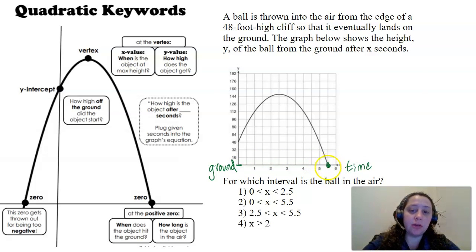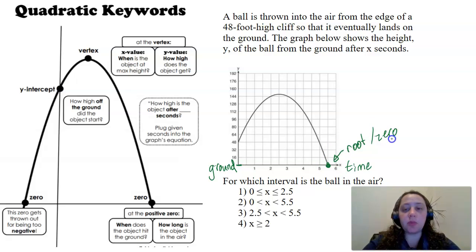Well, here is our root. Here is our 0. Remember, they mean the same thing. The ball will be in the air from the beginning when it's thrown, that is at time 0, all the way to this point. This x value is 5.5. So between 0 and 5.5, the ball will be in the air.